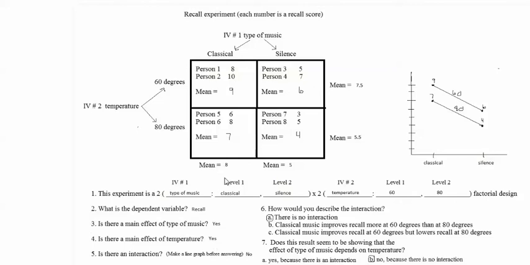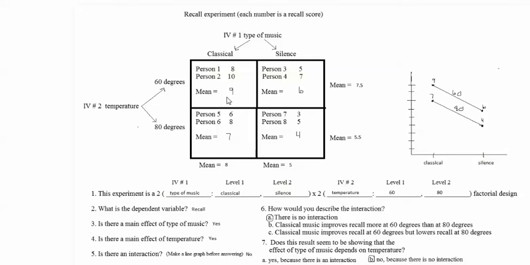Now, if these 2 numbers down here had come out to the same number, if they had been 5 and 5, there would have been no main effect of music. And if these 2 numbers had been the same, for example, if they had been 7.5 and 7.5, there would have been no main effect of temperature. Is there an interaction? To find out if there's an interaction, we have to plot the cell means in a graph.